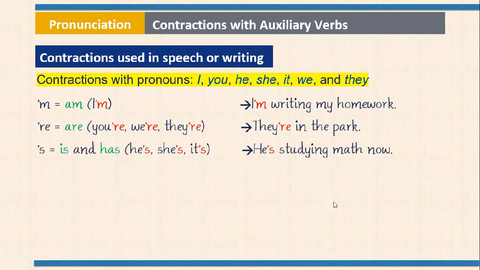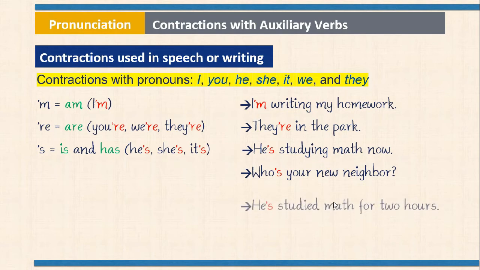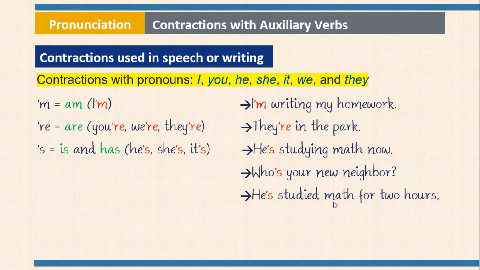Apostrophe S is short for is and has, like in he's, she's, and it's. For example, he's studying math now. Another example with a question word, which is who. Who's your new neighbor? Which is short for who is your neighbor. One more example. He's studied math for 2 hours, which is short for he has studied math for 2 hours.